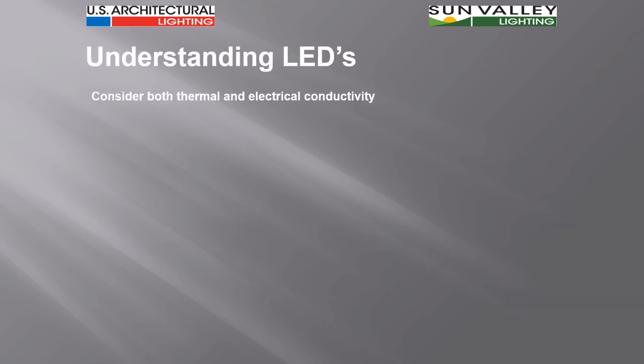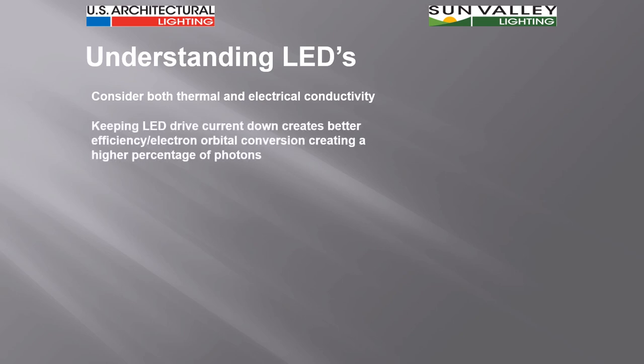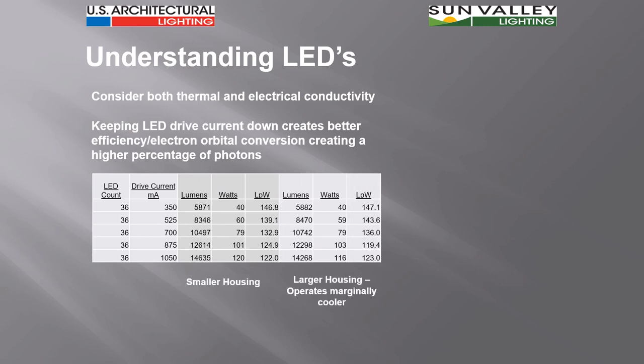And understanding this process, understanding LEDs, considering both thermal and electrical conductivity, helps us to appreciate where these efficiencies come into play. Because keeping LED drive currents down creates better efficiencies, because the electron orbital conversion that creates photons does so at a higher percentage rate when the drive current is lower. If we energize the electrons too much, then they skip that process of dropping to a lower orbit and creating a photon. They just flow straight on through as electricity. So there's a balance between how many of them flow versus how many of them stop at the next atom and drop to a lower orbit. And we see this in the test results of drive currents, wattages, and the resulting efficacies.